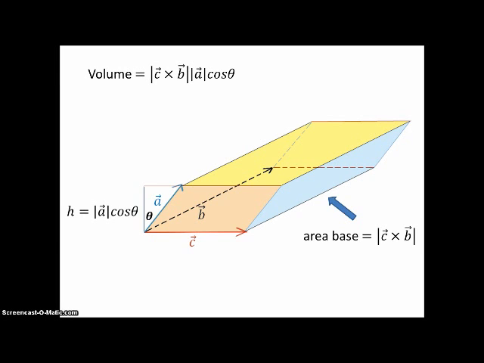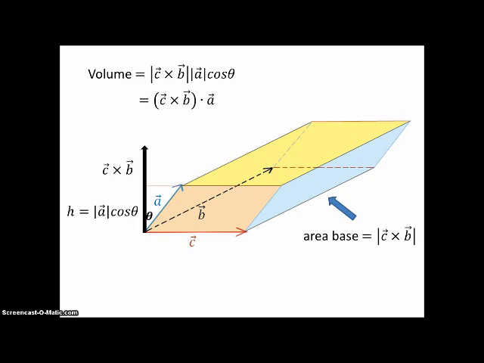Now here's the interesting part. If we draw C cross B, it's perpendicular to the base, we've shown that before. And so it runs along parallel to the height. And so the angle theta is actually the angle in between these two vectors, C cross B and vector A. Therefore, what we have up here for the volume is in fact the dot product of the two vectors. And so we can rewrite our volume formula as the cross product of the vectors in the base dotted with the other vector.